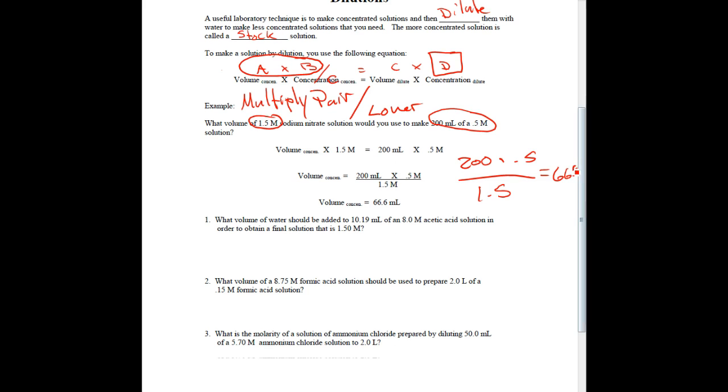So let's look at these sample problems. What volume of water should be added to? Here's the two numbers that are together. There's the loner. Multiply and then divide. 10.19 times 8 divided by 1.5. I don't know what that number is. Let me type it in real quick.